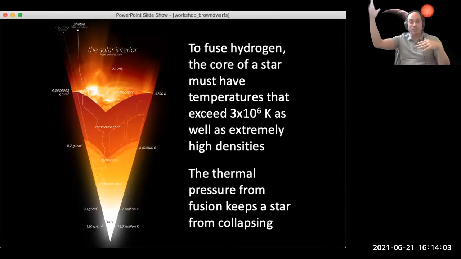It's losing as much energy from radiation as it's creating through fusion. So that's a nice stable system. And fortunately for us, the sun is a nice stable star, and it will continue to be so for the next 4 billion years or so.